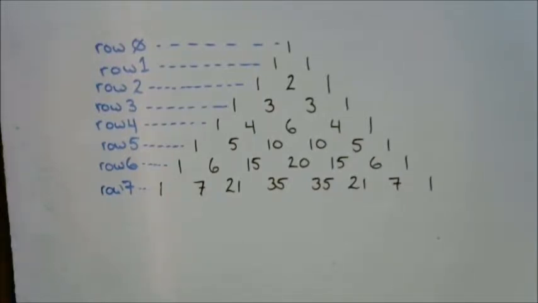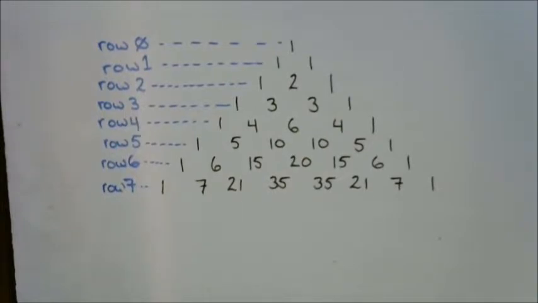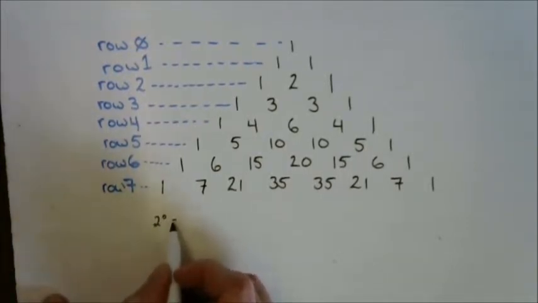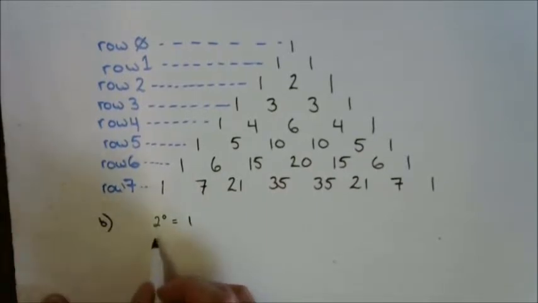Alright, so you should have kind of a nice neat diagram like that one. And now what we need to do is look at number B. Says the powers of 2 can be found by looking for a pattern in the triangle. So what are the powers of 2? The powers of 2 are, well, 2 to the power of 0 is 1. 2 to the power of 1 is 2. 2 to the power of 2 is 4. And just keep going for a few.